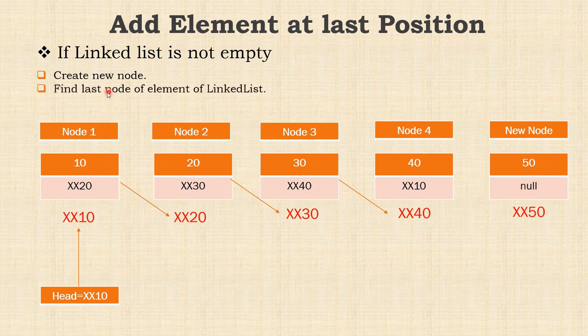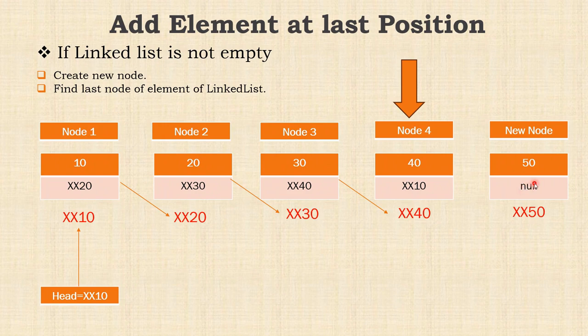And then find the last node of the linked list. For that purpose we have to find out the last element of the linked list. So this will be the last node, and after finding the last node we can make some changes here. Instead of xx10, it should point to the new node, which is xx50.